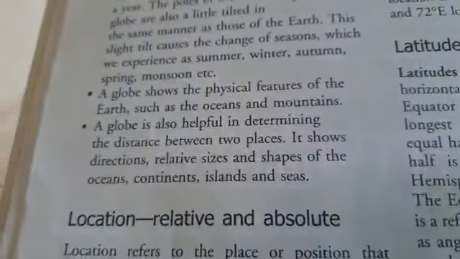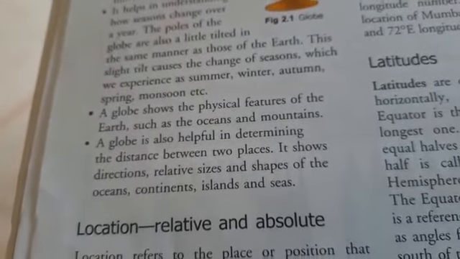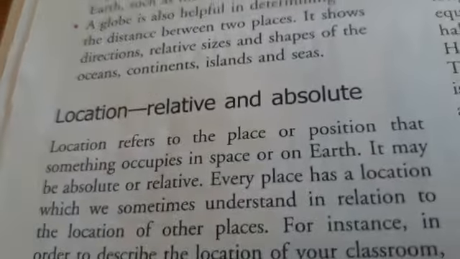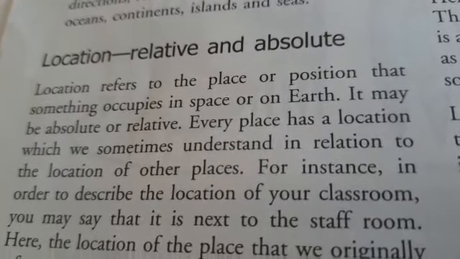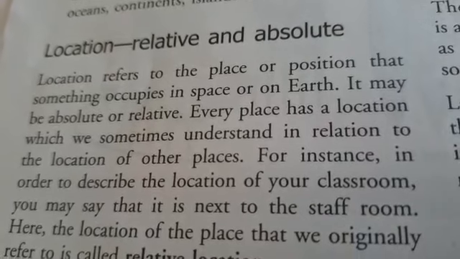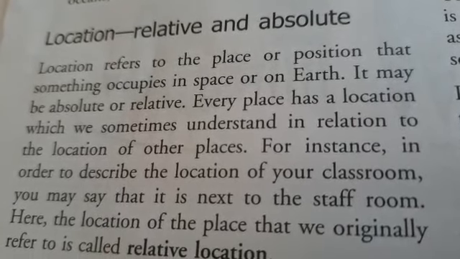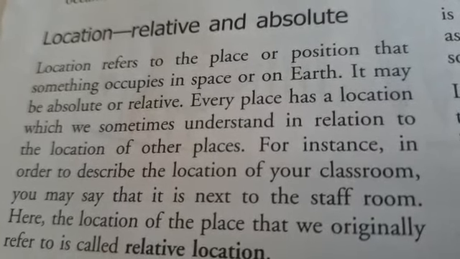Next, location. Every place on earth has two types of location. One is relative location, another one is absolute location. Location refers to the place or position that something occupies in space or on earth. It may be absolute or relative.